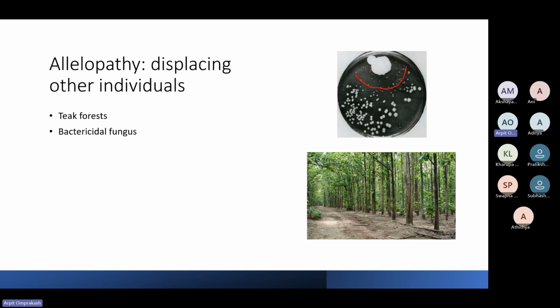For example, the fungus Penicillium produces a chemical that prevents bacterial growth in these areas. So if you plate bacteria all across the plate, they will not grow in these areas because of this compound that the penicillin is secreting. Similarly, for teak forests, teak trees secrete compounds into the soil, which prevent the growth of other plants in the area, so that the area is dominated by teak.